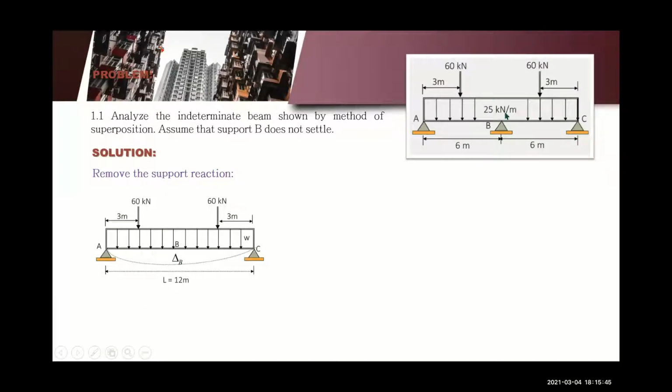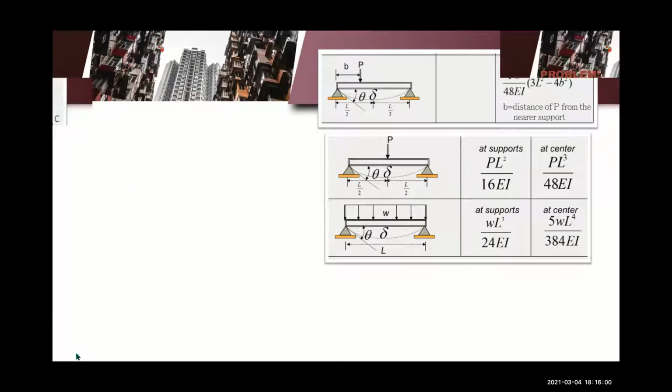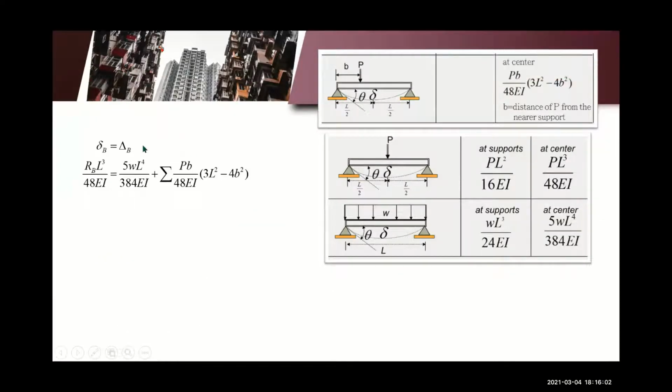Remove natin yung support B, and then this is the applying the reaction at B. And then yung typical deflection based on the table I gave you, eto po. So, dun sa concentrated load, at an arbitrary constant b, we have this equation, Pb over 48EI multiplied by 3L squared minus 4b squared.